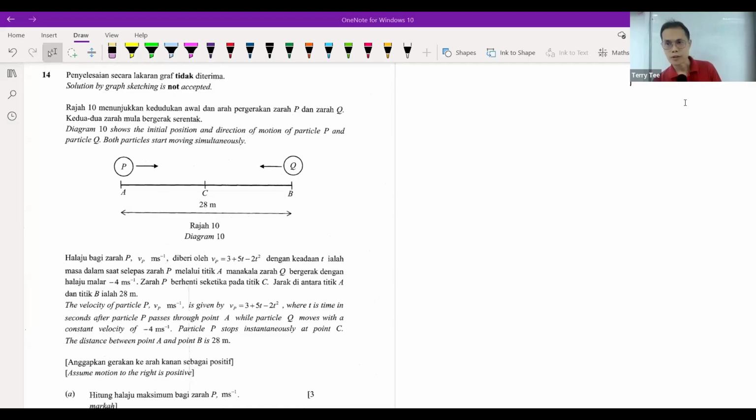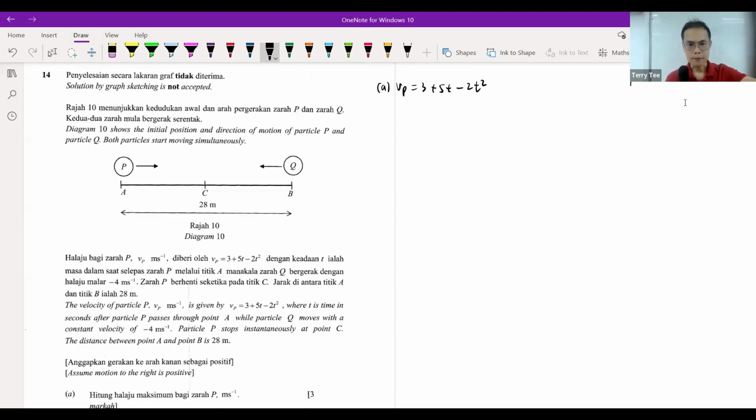Okay, question number 14. This is from Kinematics of Linear Motion, Form 5, chapter 8. So here we have a diagram that shows the initial position and direction of motion of P and Q. Both particles move simultaneously. They are moving towards each other. So the velocity of P is given by this. Vp is 3 plus 5t minus 2t squared.